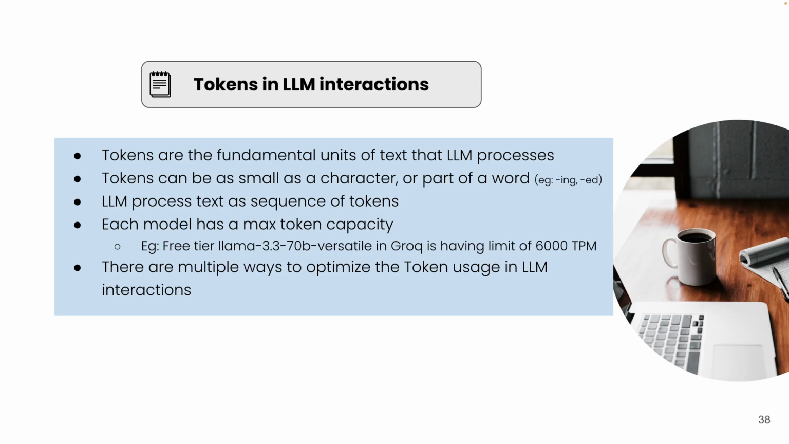Tokens are the fundamental units of text that an LLM processes. Tokens can be as small as a character or part of a word. For example, it can be the letters "ing" in a word or "ed" in a word. LLM processes text as sequences of tokens, and each model has a token capacity. For example, the model which we are using, the free tier Llama 3.3 70 billion from Groq, has a limit of 6000 tokens per minute. We'll see how to hit that limit. And there are multiple ways to optimize the token usage in LLM that we'll see in the upcoming videos.